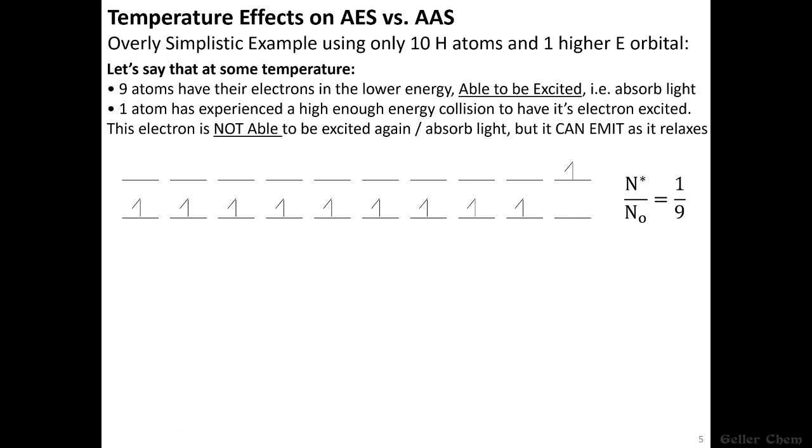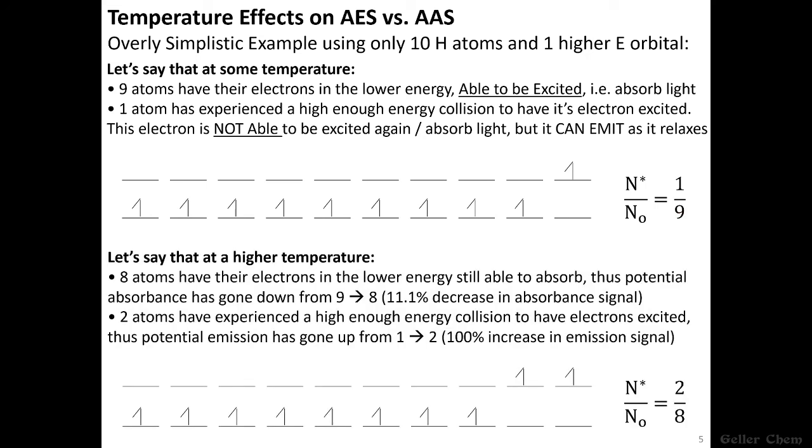Now let's increase the temperature, and let's say at this temperature, 2 of the atoms were able to have high enough energy collisions to have their electrons excited. So in this case, we still have 8 atoms that are capable of absorbing light and having their electrons excited, but at the lower temperature, we had 9 of those types of atoms. So that means that we've gone from 9 atoms that could absorb light to 8. That translates to an 11.1% decrease in our potential absorbance signal.